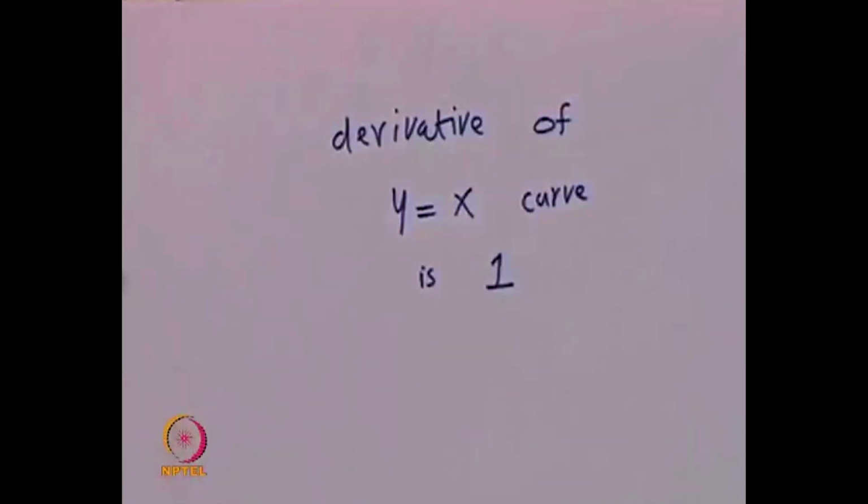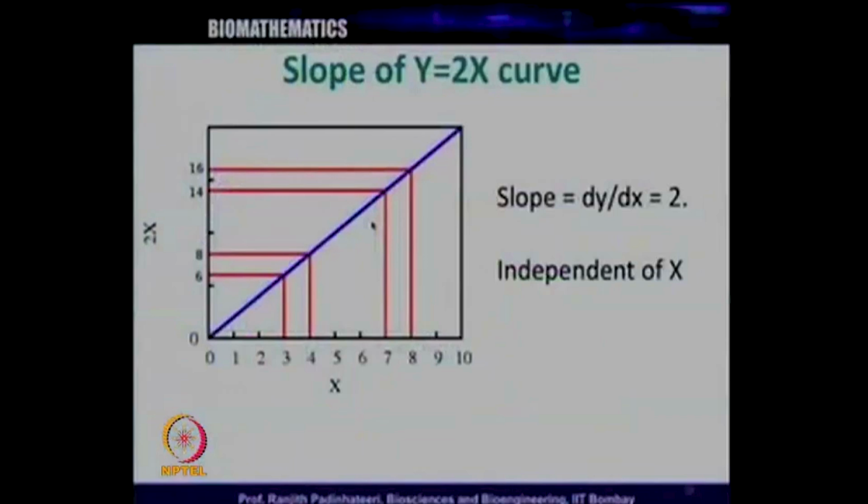It is a number, it is independent of x. We will see some quantities which are dependent on x and we will see how this is useful soon, but just understand that if you take the y equal to x curve and calculate the slope, you will get 1. Now, let us take the y equal to 2x curve, have a look at this.